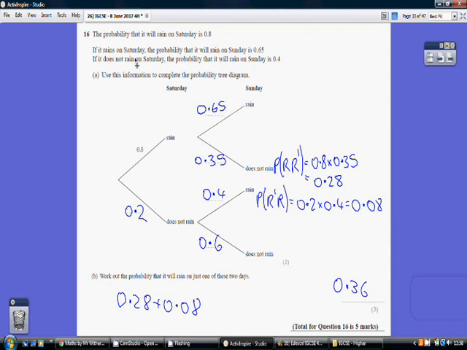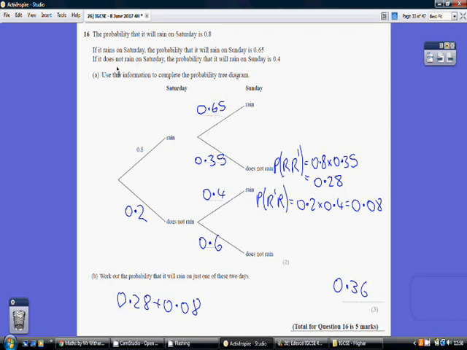Right, now we're told that if it rains on Saturday, the probability that it will rain on Sunday is 0.65. So given it's rained on Saturday, the probability that it rains on Sunday is 0.65, so that goes in here. And then obviously this is the probability it does not rain, so these two have to add up to a whole, so this is 0.35, being 1 take away 0.65.